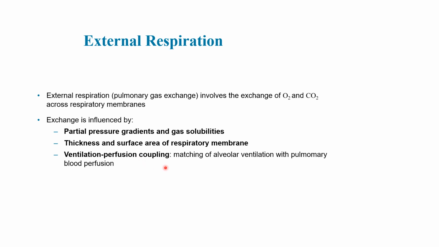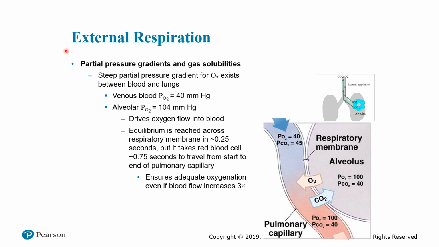Ventilation means how much air is coming in, and perfusion means how much blood is coming in. Now that ventilation and perfusion have to happen in the same area. For example, there is a certain alveolus in which ventilation is good, a good amount of air is coming. Now in the same alveolus, we also want a good amount of perfusion, or blood coming in, so the exchange can happen. So this ventilation and perfusion have to couple with each other.